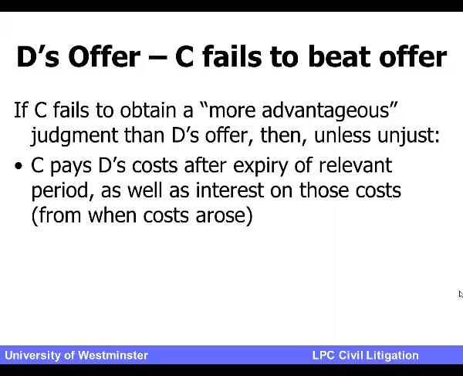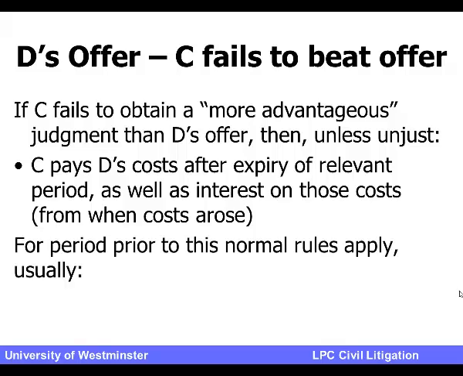And the penalty is basically that the claimant pays the defendant's costs for the period after the expiry of the relevant period, as well as interest on those costs. So normally, provided C gets something, the defendant's going to pay the claimant's costs under the general rules. Here, the penalty is that the claimant pays the defendant's costs. So not only does the claimant not get their costs paid by D, but worse than that, they have to pay D's, the defendant's costs.